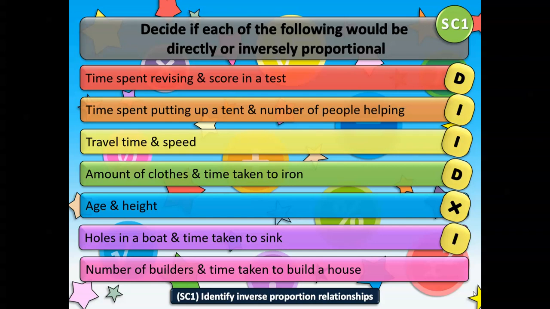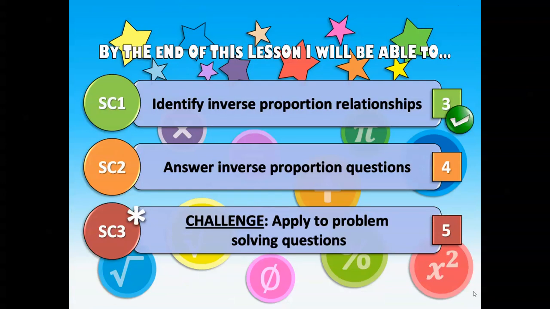And finally, the number of builders and time taken to build a house. Well, the more builders you have, the less time it takes. So those are inversely proportional to each other. And now we've completed success criteria 1. So now we're going to move on to number 2, and this is to answer inverse proportion questions.